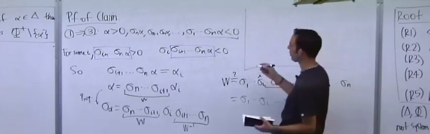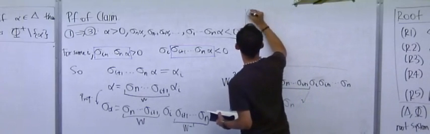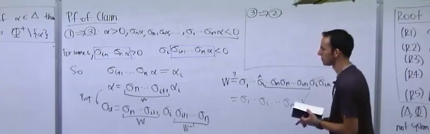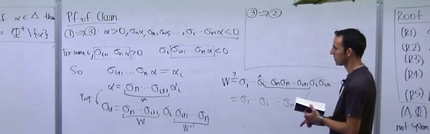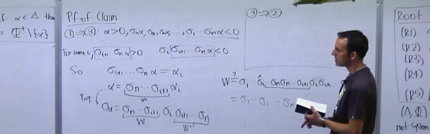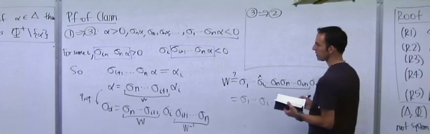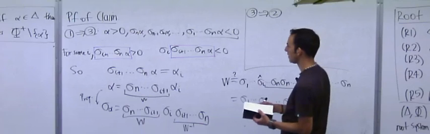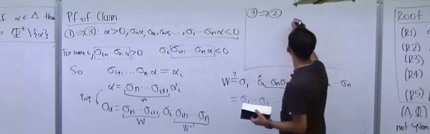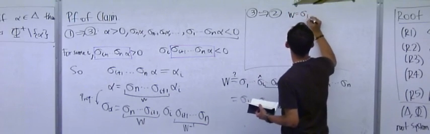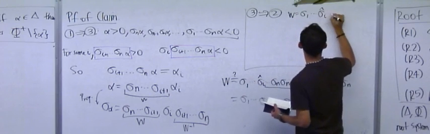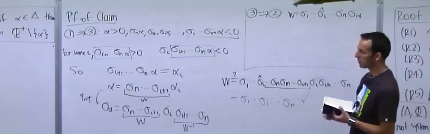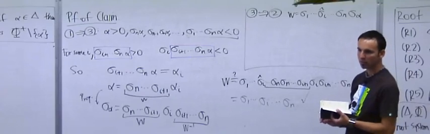So this is 1 goes to 3. Now let me prove that 3 implies 2. This is easy because you're assuming that W looks like that. You're assuming that W is given by sigma 1 up to sigma I is missing, sigma n, sigma alpha. And you want to show that W sigma alpha is shorter than W.